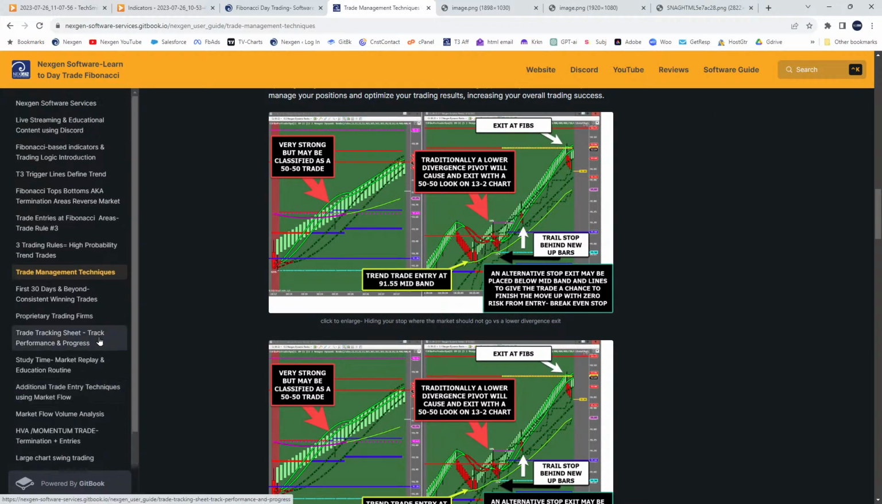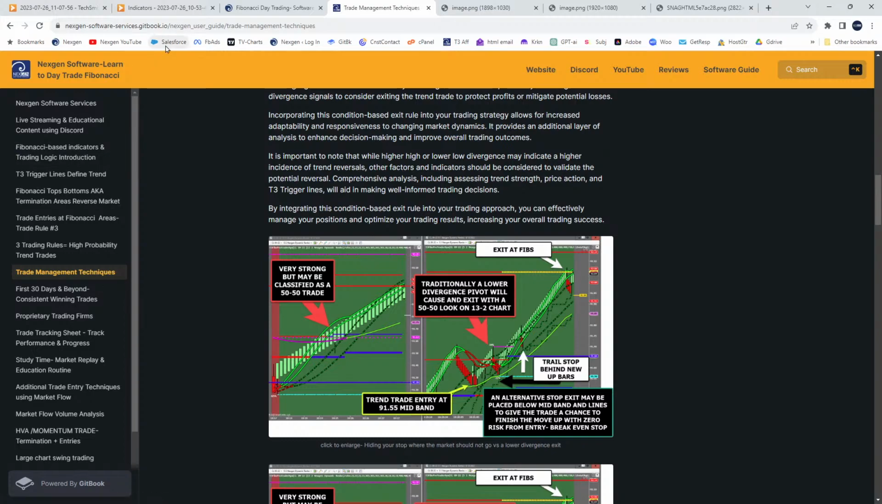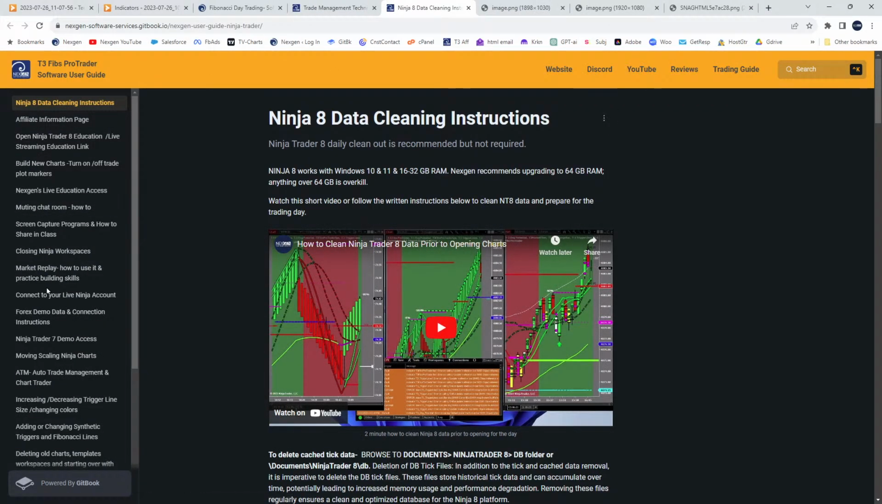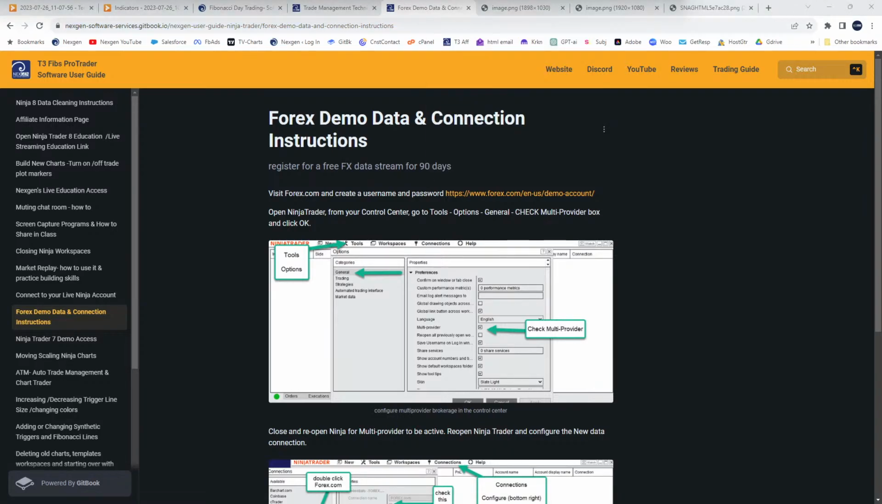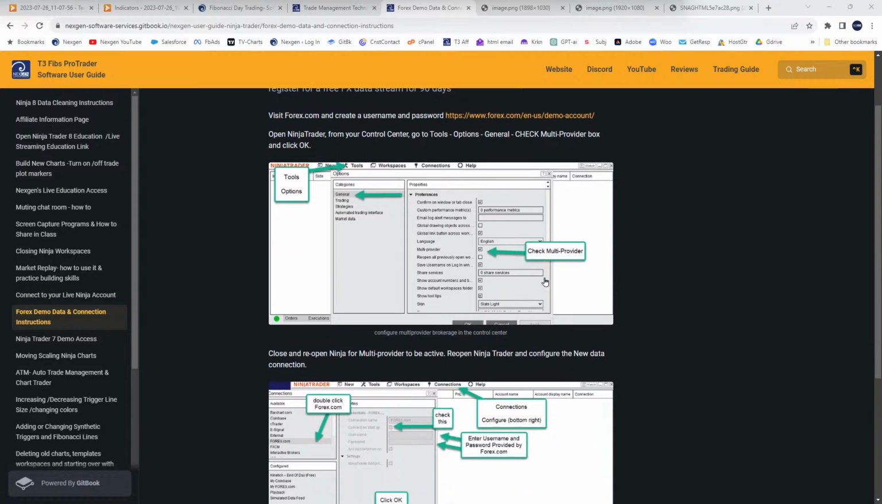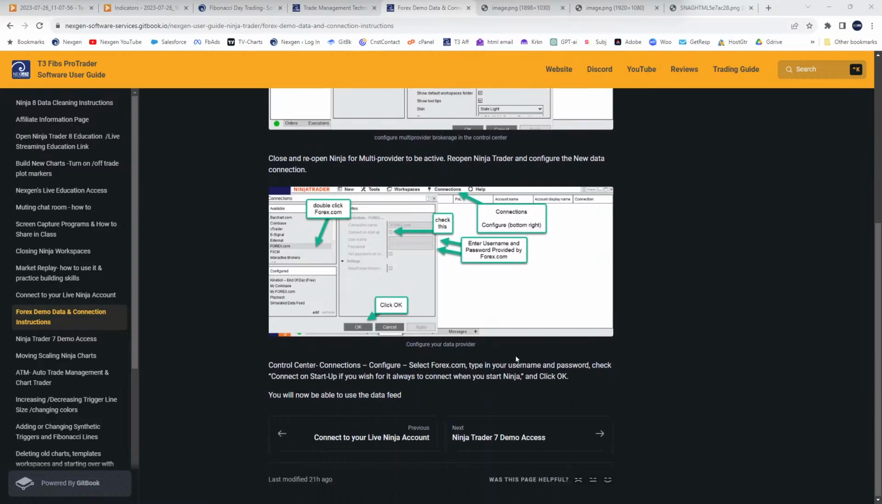Number one, if you're a Forex trader, I didn't realize this, believe it or not, after all these years. Of course, I don't trade Forex and I don't watch Forex, but I didn't realize that if you do Forex, you can get a free 90-day connection at forex.com, and you can run it into your NinjaTrader, which I put instructions on here just so you know.